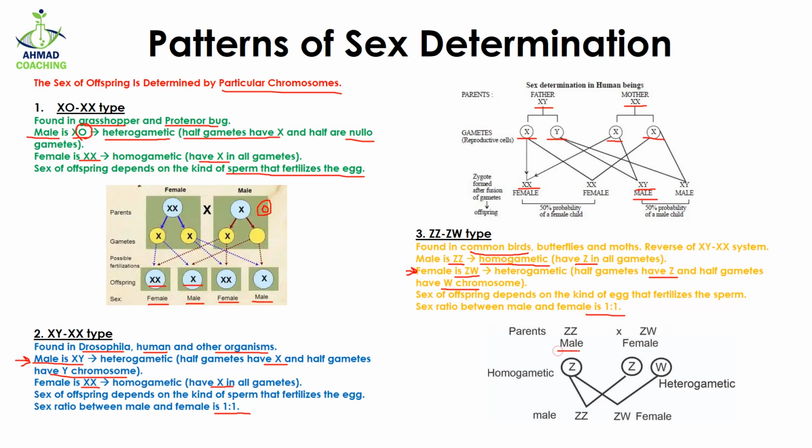Here we can see we have a male parent having ZZ chromosomes while a female parent having ZW chromosomes. So the male is going to produce only one type of gametes, while the female is going to produce two types of gametes, one with Z and one with W. So if Z fuses with a Z chromosome gamete, then we will have ZZ and the offspring is going to be male. But if Z fuses with W, we will have ZW genotype and that individual is going to be female. So these are three different types of patterns of sex determination.